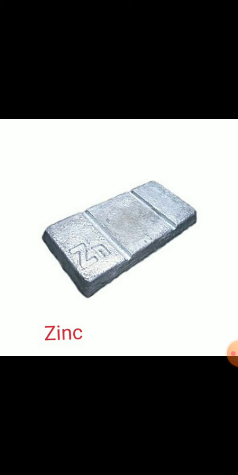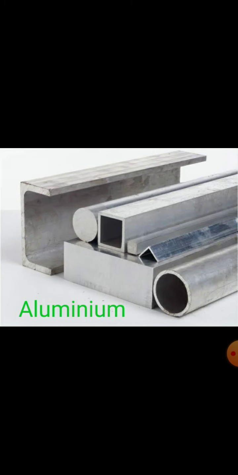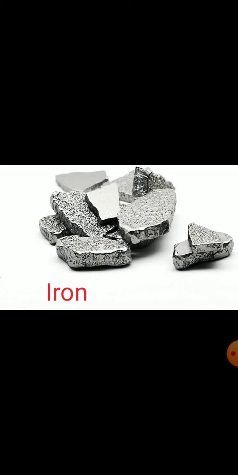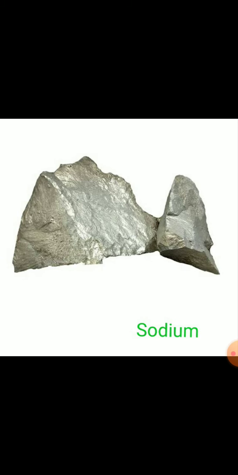We can see that in all these examples of metals they have a shiny surface, which means we can say that they have luster. Luster means shine. So we can say that the first physical property of metals is that they have a shiny surface, which means we will say that it has metallic luster.